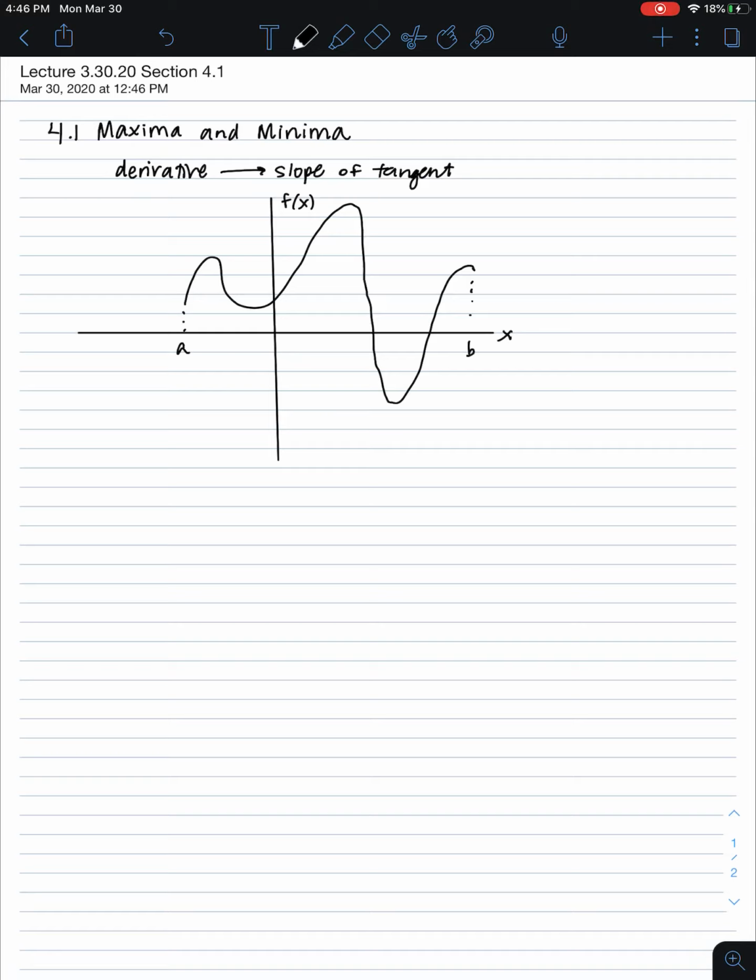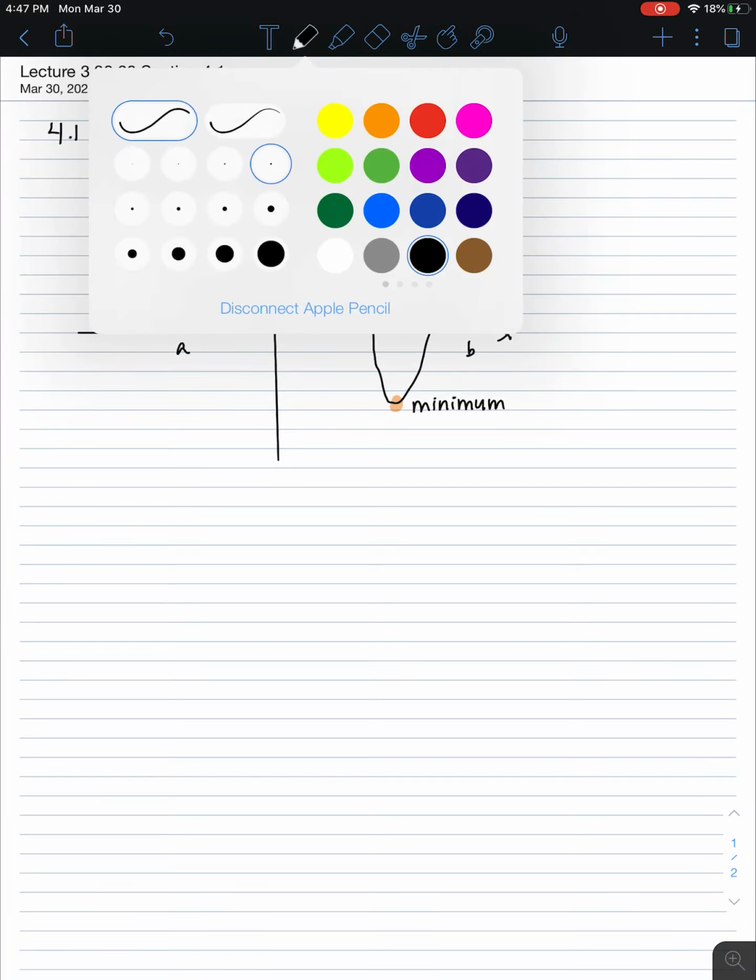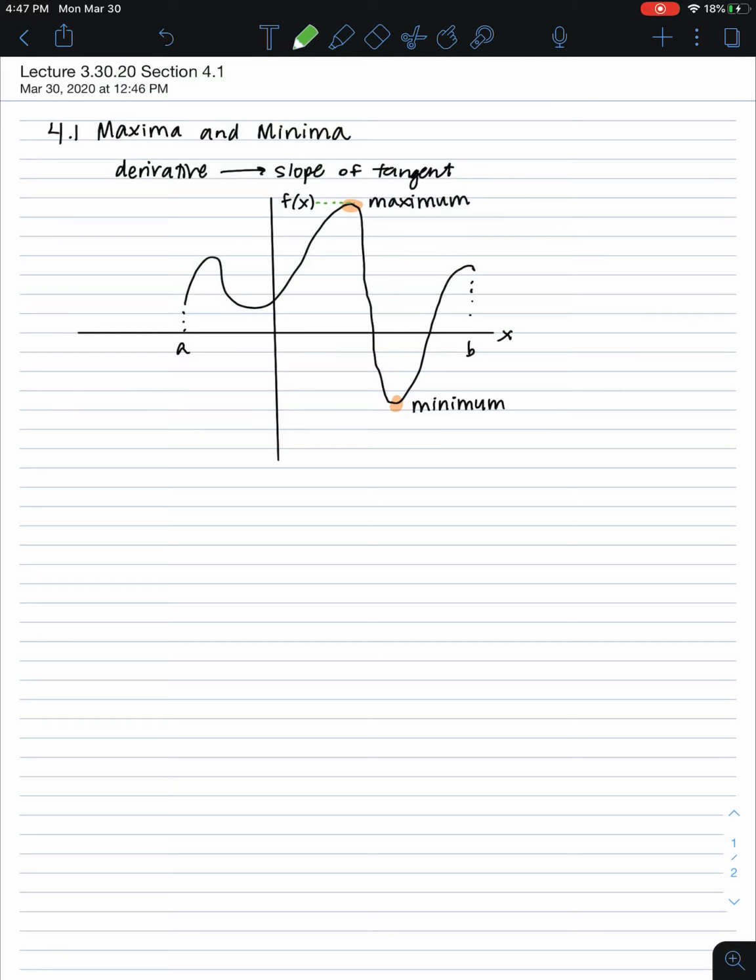If I were to ask you guys where to find the minimum and the maximum of this function, hopefully you would tell me that the maximum is here and that the minimum is here. So the way that we find this using the derivative, or the slope of the tangent line, is note how if I were to draw the tangent line in here, let's do green, the slope of that tangent line is 0. And it's the same case over here.